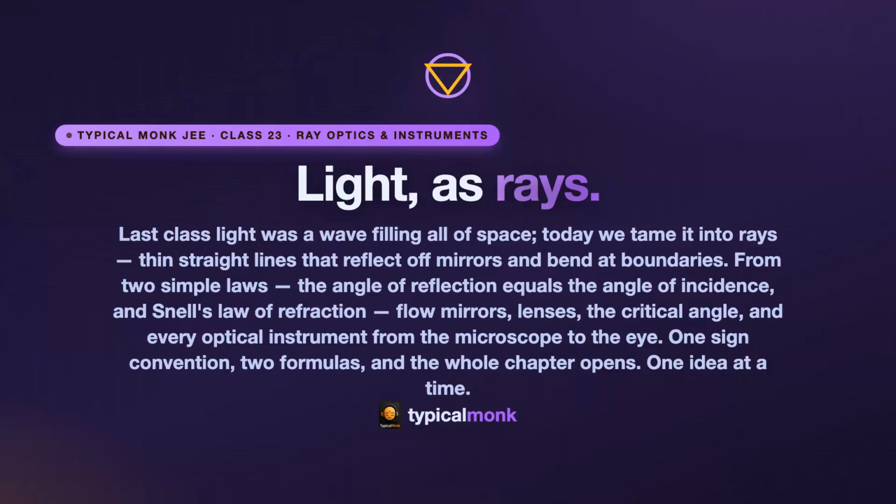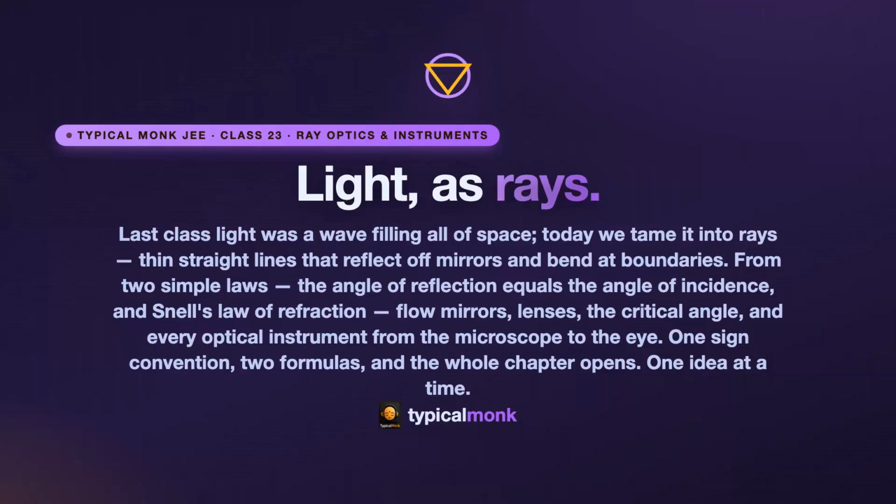Last class, light was a wave filling all of space. Today we tame it into rays, thin straight lines that reflect off mirrors and bend at boundaries. From just two simple laws, the angle of reflection equals the angle of incidence, and Snell's law of refraction, flow mirrors, lenses, the critical angle, and every optical instrument from the microscope to the eye. One sign convention, two formulas, and the whole chapter opens.